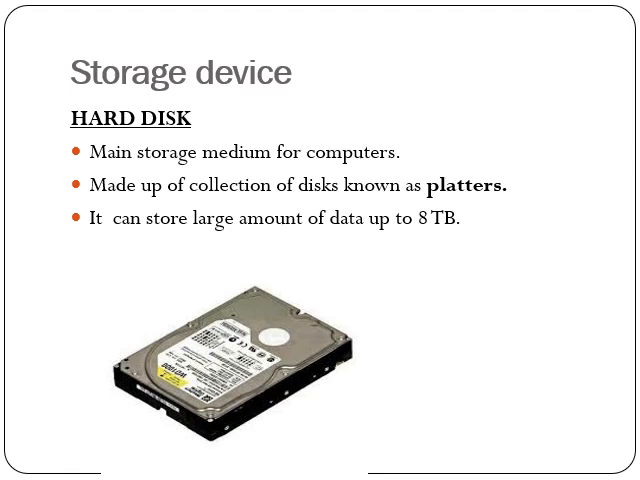First one, hard disk. Hard disk is the main storage medium of computers. It is made up of a collection of disks, and disks are piled one upon another, and they are known as platters. This can store up to 8 TB of data. Where is this hard disk present? This hard disk is present inside the CPU. It can hold a large amount of data.